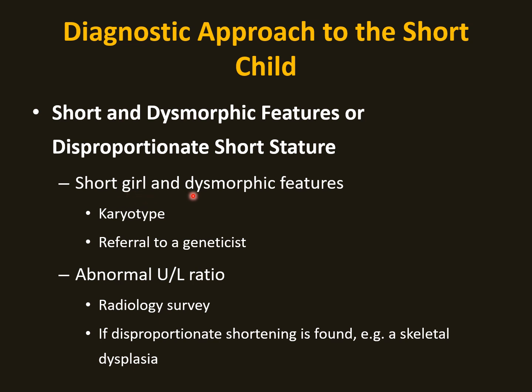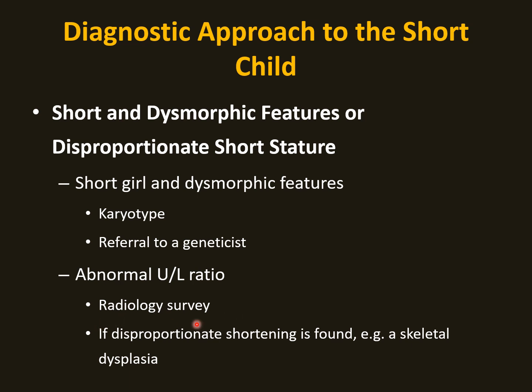Short and dysmorphic features or disproportionate short stature. Any short girl with dysmorphic features, you should obtain a karyotype. Genetic referral will be very helpful. Any short girl, you should consider Turner syndrome in your differential. An abnormal upper to lower limb ratio is a red flag for skeletal dysplasia or osteochondral dysplasia.